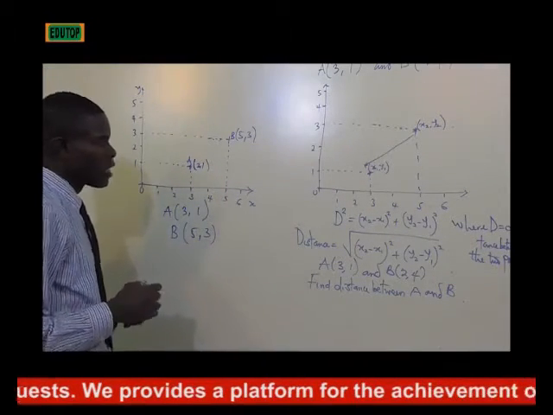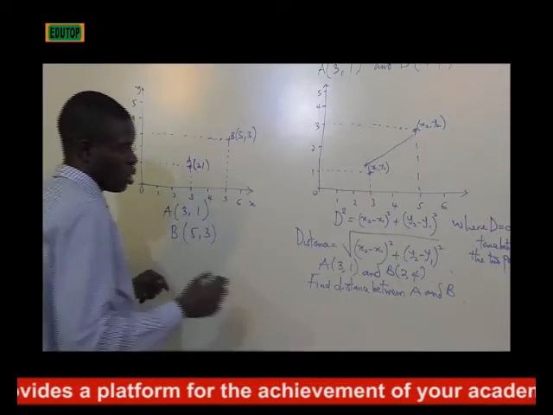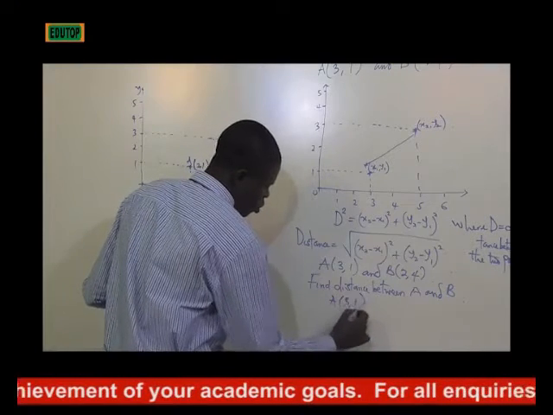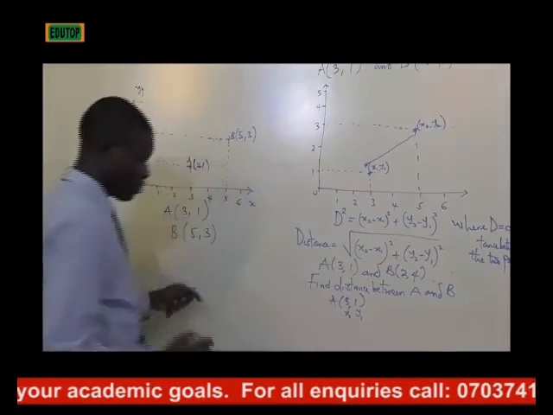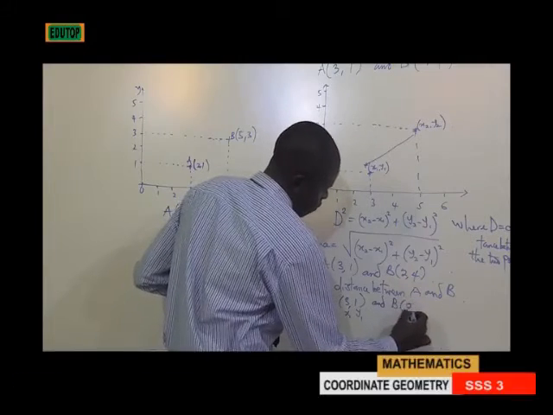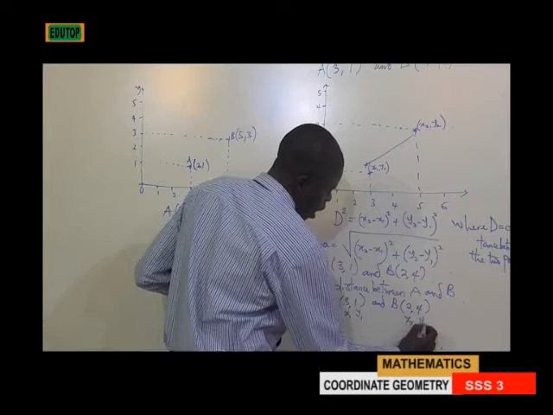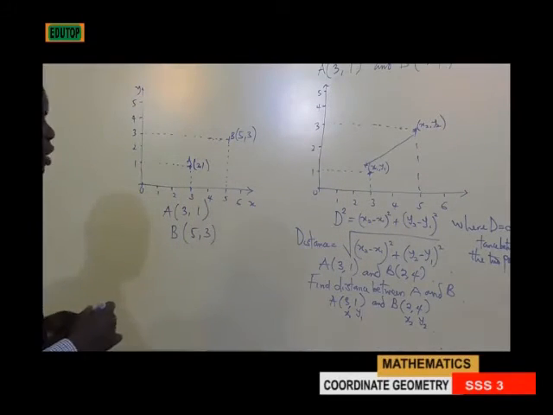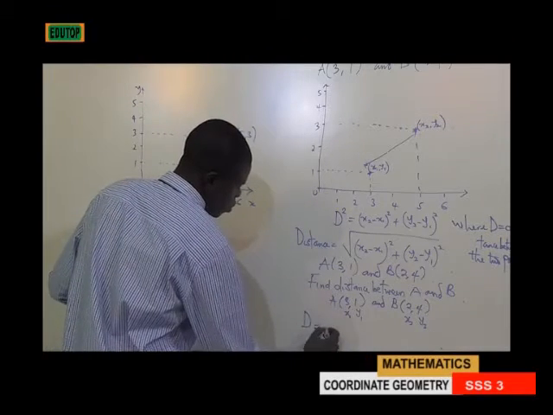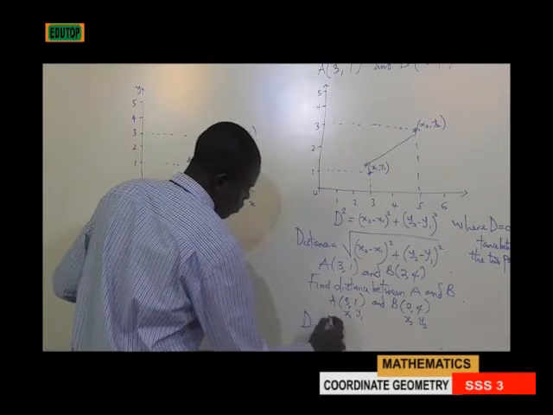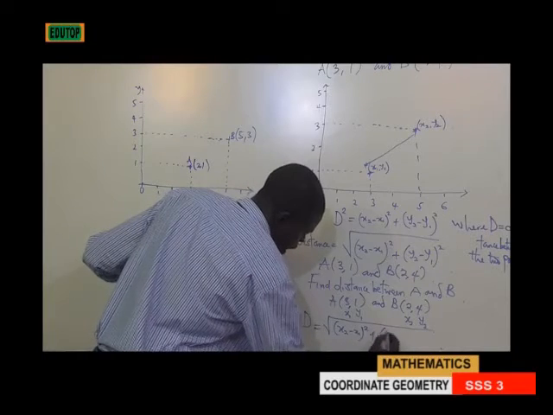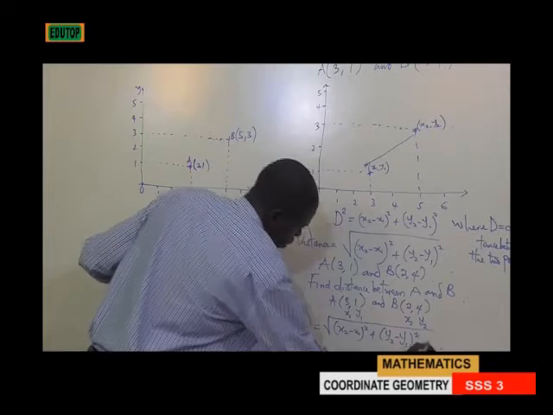All we just need to do here is, we know that our A is 3, 1. So that means this is our x1, this is our y1. Then our B is 2, 4. These are x2 and these are y2. So if you have to look for this distance now, then the distance D will now be equal to the square root of x2 minus x1 all square plus y2 minus y1 all square.